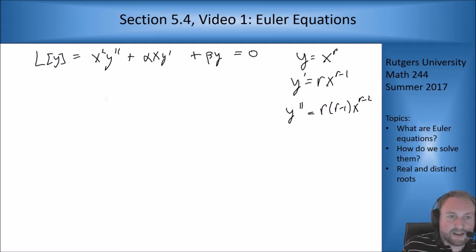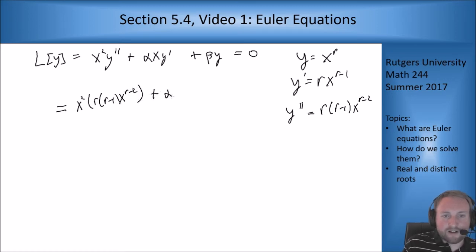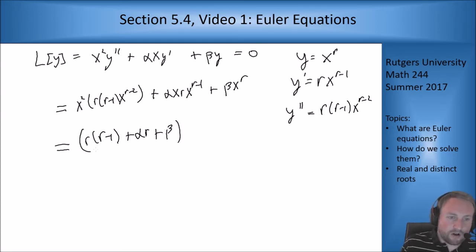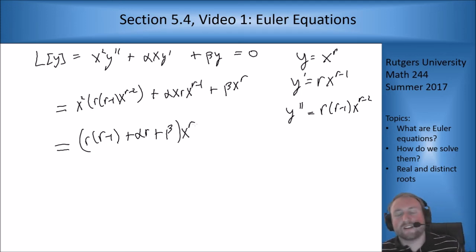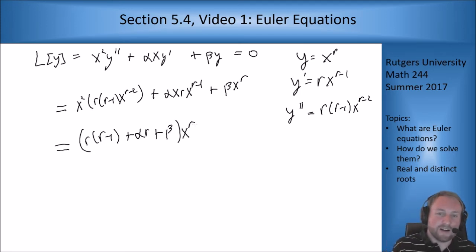So if we plug all of these in, we get x squared times r times r minus 1 x to the r minus 2, plus alpha x times r x to the r minus 1, plus beta x to the r, which we can simplify to r times r minus 1 plus alpha r plus beta, all times x to the r. And that's what we wanted to see, right? We wanted to see that we had the same thing on every term. The last one, the middle, and the first all have an x to the r in them. And I want this to be 0.